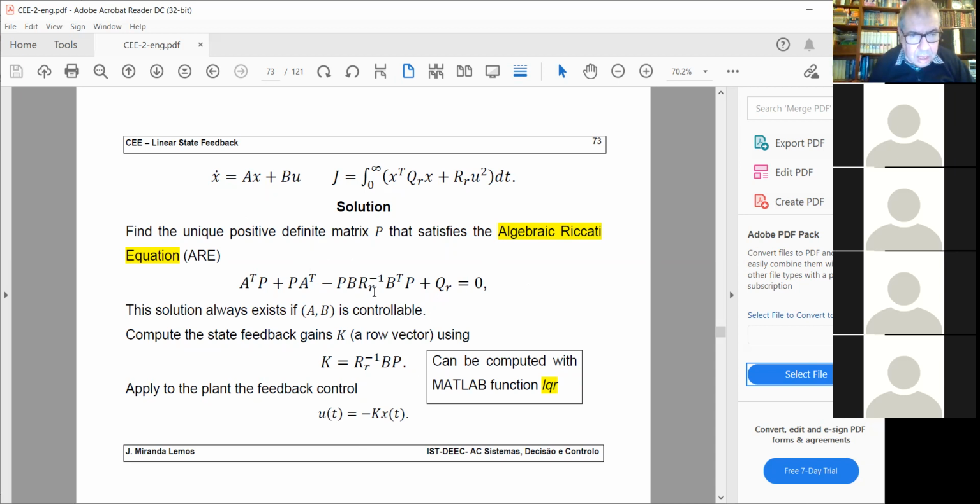Now, to solve this quadratic equation, you need to use some numerical method. And I'm not going to worry about it. You can compute it with the lqr function in MATLAB. LQR, why? Because this is the linear quadratic regulator. Regulator, you are regulating your x to 0. This is a regulation law, no reference. The model is linear and the cost is quadratic. That's why this is the LQR problem. So this is a systematic way of computing the gains.